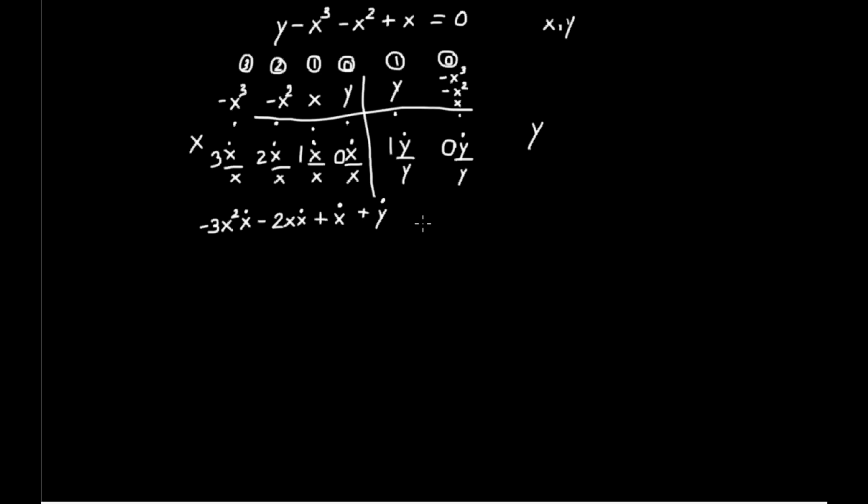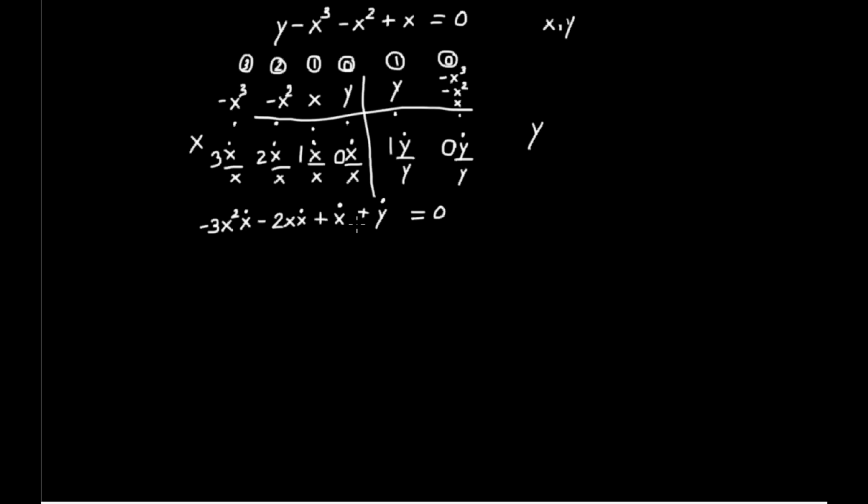And what you're going to do is you're going to take all these terms and once again set them equal to 0. And Newton says, there you go, there's your fluxional equation. And you can notice here that this is correct. Y goes to y dot, minus x to the third goes to minus 3x squared x dot, minus x squared goes to minus 2x x dot. Then I have plus x that goes to x dot.